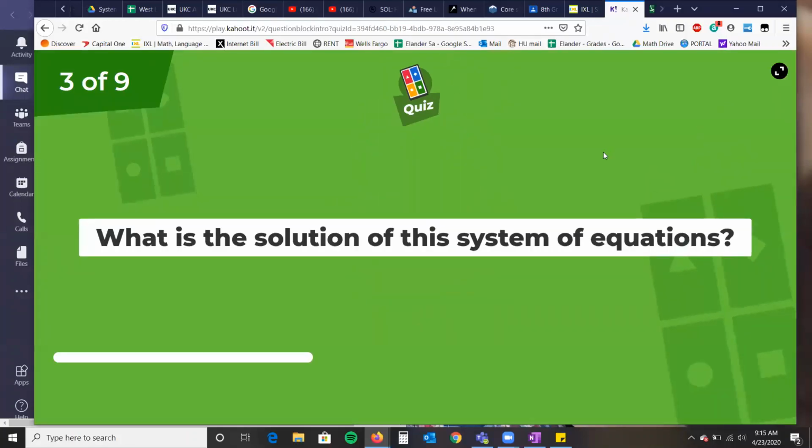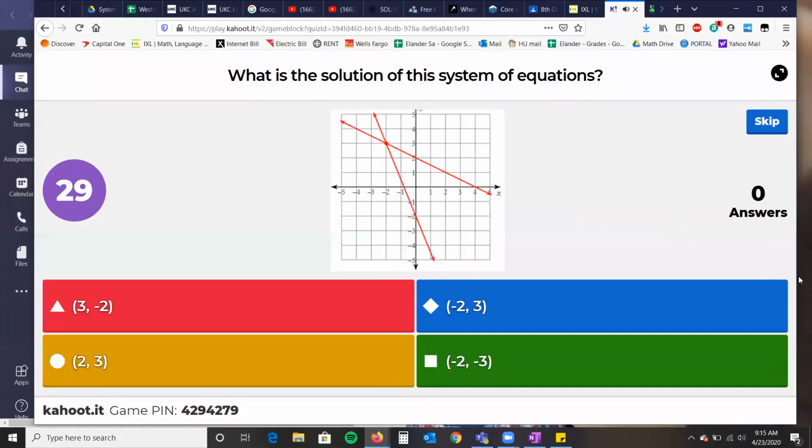Emmett, if you're just joining us, then look for the game code at the bottom, and you can join our game here.